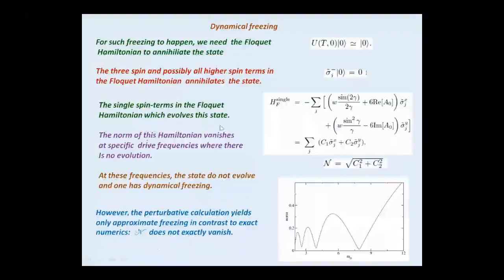The second thing is about dynamic freezing. This kind of freezing happens when your evolution operator doesn't evolve the state. Because you start from a Rydberg vacuum, any term in your Floquet Hamiltonian which has a sigma minus is going to annihilate the state. It turns out that if you look into this problem, all higher order terms in the Floquet Hamiltonian have this sigma minus.